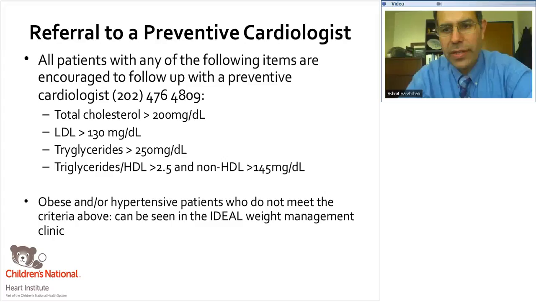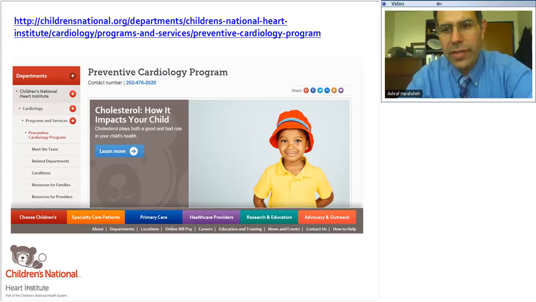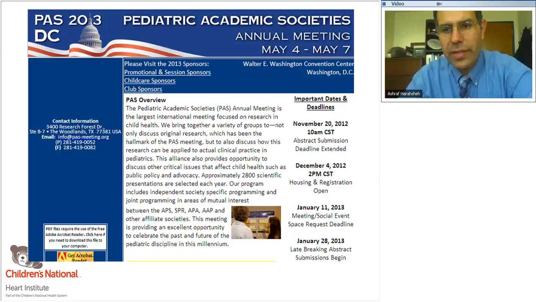These are our numbers. Feel free to contact us if you have any questions. This hopefully will be distributed to your offices. We do encourage you, for children who are overweight, to refer them to a weight management program, for example, the Ideal Clinic. Some of you I know have your own weight management program, so feel free to utilize that as well. This is our website, just a picture of the new improved preventive cardiology program. We have resources for you as well as for the parents, and we're more than happy to answer your questions if you have any in the future or immediately after this lecture.